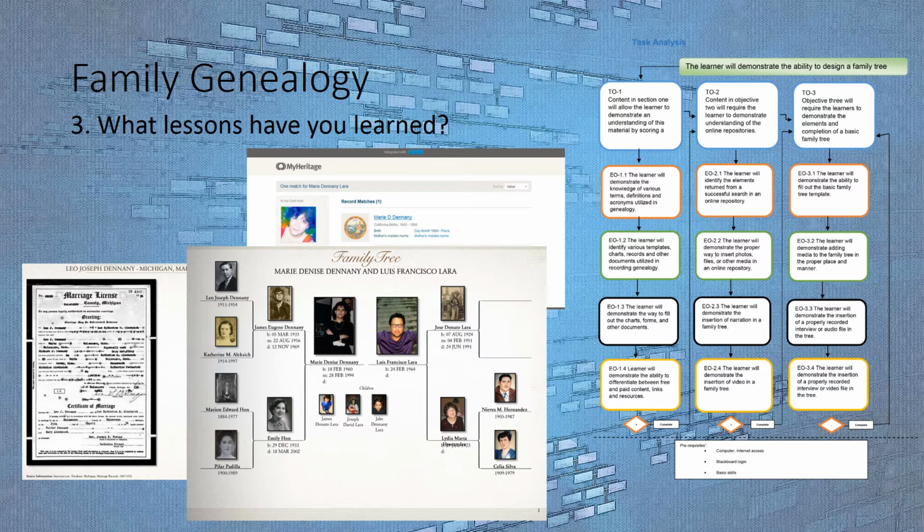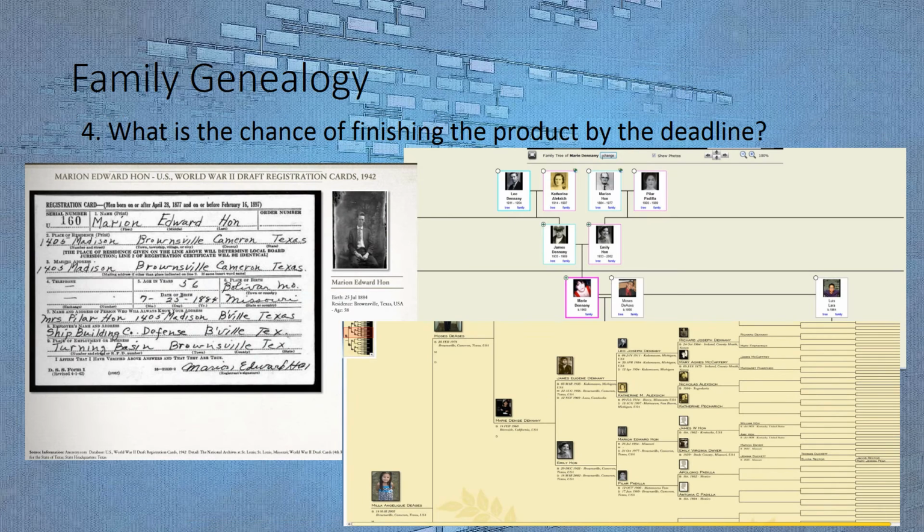Number three, if I hadn't gotten sick or lost some time due to being sick, I could have planned better and I got off track and behind too much. In order to address the fourth question, what is the chance of finishing the product by the deadline? I would say, did you see I found my grandpa's World War II draft registration card from 1942? Oh, and look at that new family tree service provided by. Oh, wait, what is the chance of me completing my project by the deadline? I've never missed a deadline before, so I would say pretty good, or 99.9% chance that I will complete my project on time.